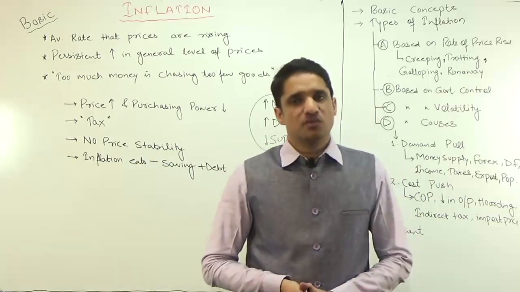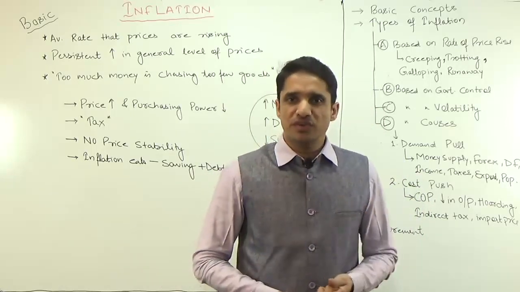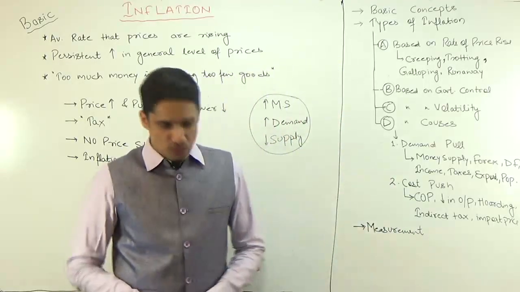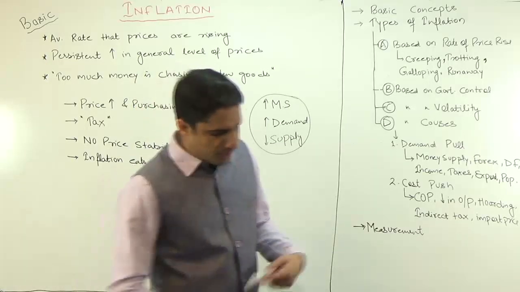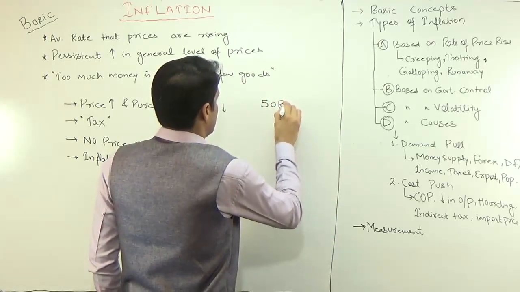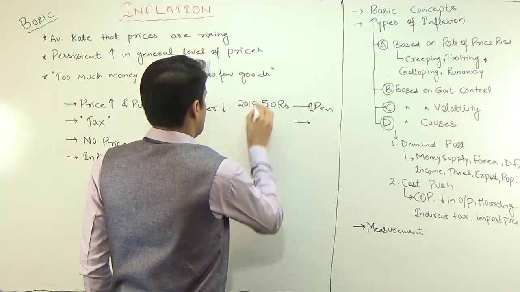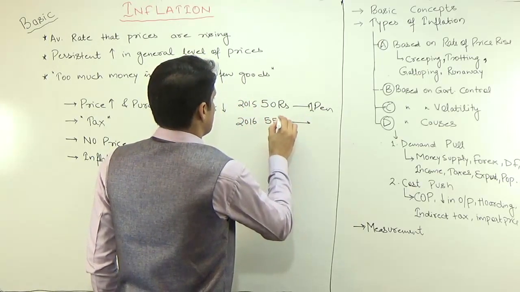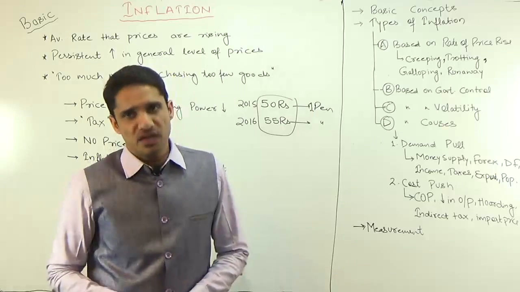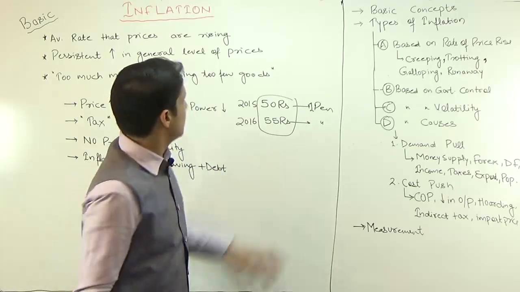But first, in layman's terms, we will understand what inflation is, how inflation starts, and what the impact of inflation is on the general society. Then we'll discuss the different types of inflation. Inflation in simple words is nothing but mehengai. Mehengai means, suppose earlier for 50 rupees you were able to buy one pen. But now suppose this is 2015, and in 2016 you have to spend 55 rupees to buy the same pen. It means the price of this pen has increased by 5 rupees, or we can say there is an inflation in the economy of 10%. This is what inflation means.